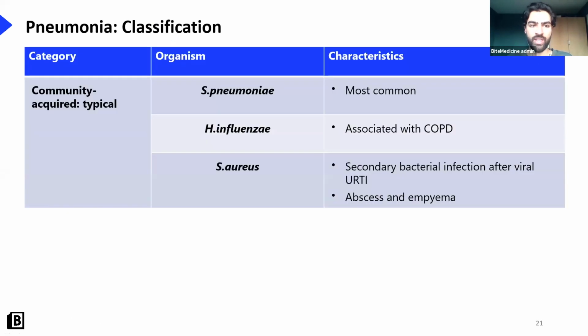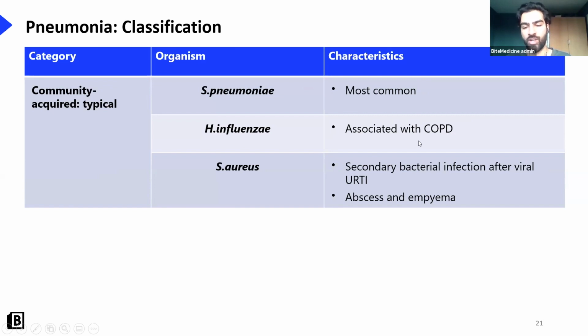So we classify pneumonia into community-acquired, hospital-acquired, and aspiration pneumonia. If we start off with community-acquired pneumonia, we can further divide that into typical and atypical community-acquired pneumonia. When we say community-acquired, it's literally what it says on the tin. You go and you acquire the infection in the community, i.e. away from the hospital.